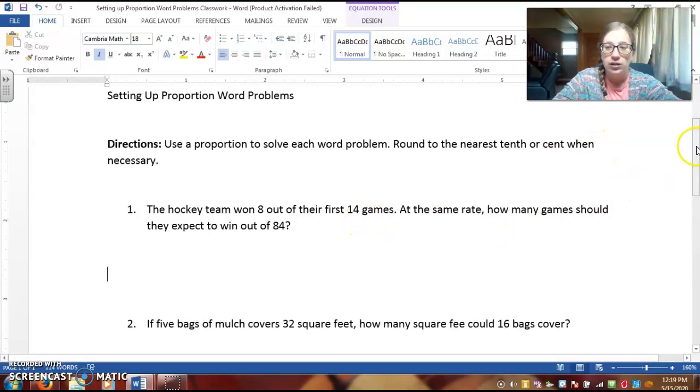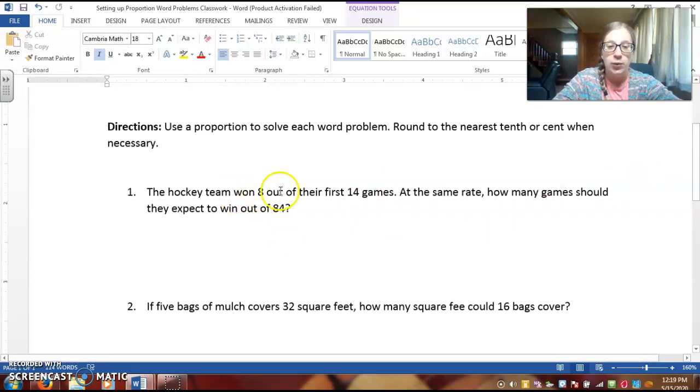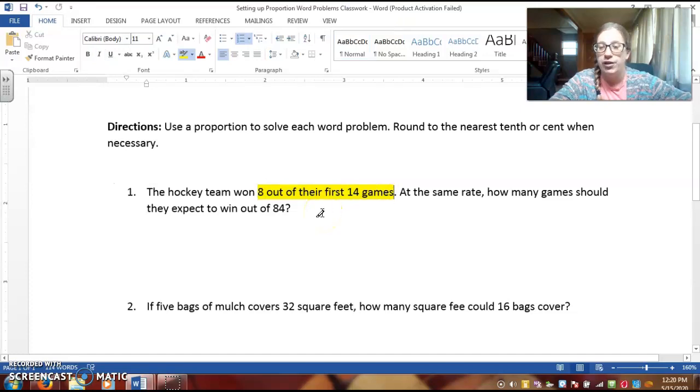So our first question says the hockey team won 8 out of their first 14 games. At the same rate, how many games should you expect they win out of 84? Some important details in here. They gave us our first relationship listed in the first sentence: 8 out of 14 games. They want us to continue that rate. So whatever ways that they're connected in this first sentence, we want it to repeat. But the thing that's going to change is I'm trying to do this relationship out of 84 games.